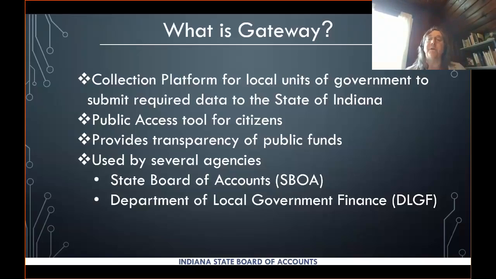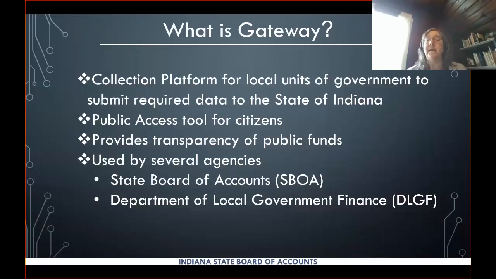Gateway is used by all the local units of government to submit the required data to the state of Indiana. Some of the required information submitted is public information. So Gateway has a public side to allow citizens to access information. And earlier this week, we went over the public side. This resource helps promote transparency of public funds.